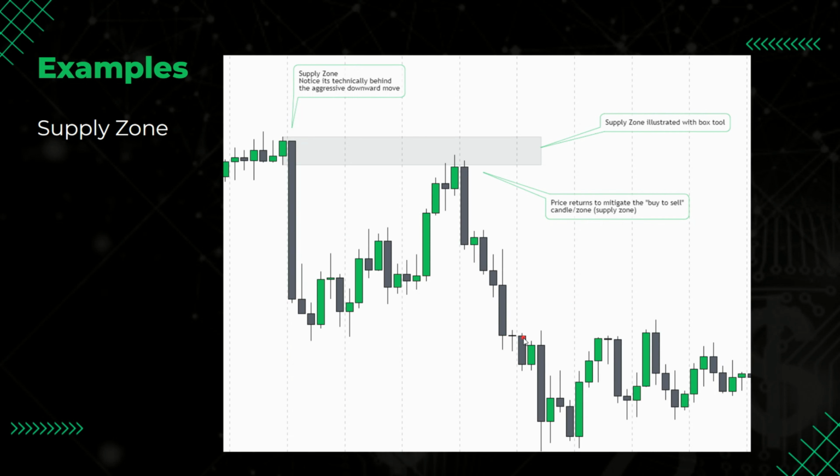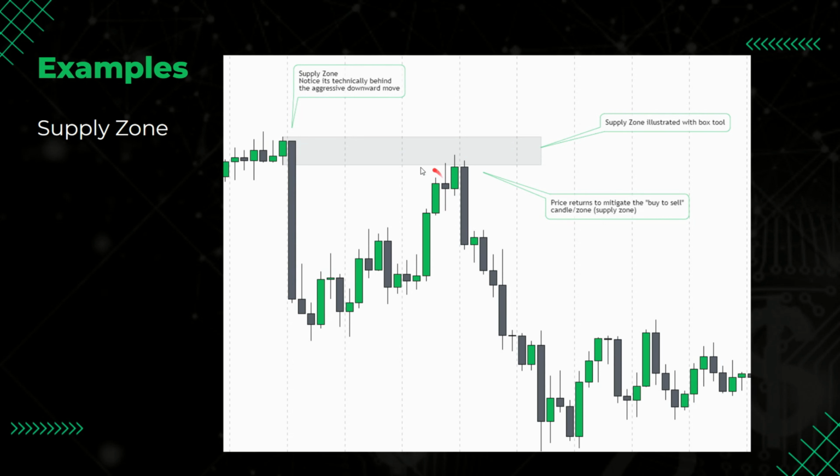Basically, it's the exact same thing as you can see, but we are going the opposite direction. We're actually selling or looking for shorts from a supply zone. So we have an aggressive sell-off here, and we can see that the last up move before the aggressive sell-off becomes our supply zone, which we can illustrate with our drawing tool. So again, in the next video, we're going to go over how to actually draw this onto a chart, but you basically draw it from the top of this candle to the bottom of this candle, drag it all the way out for however long you need to until you see when price has come back into this zone.